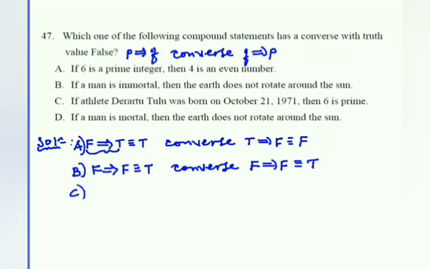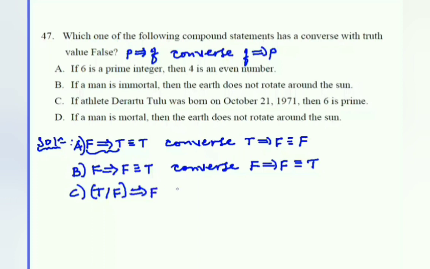Let's check C. If athlete Derek Tutulu was born on October 21, 1971, then 6 is prime. To be honest, I don't know the birthday of athlete Derek Tutulu, but it may be true, it may be false, it can't be both, but definitely it will take one of the truth values. We can consider both cases by taking true or false, but we know that 6 is not a prime, so 6 is prime, which is false.